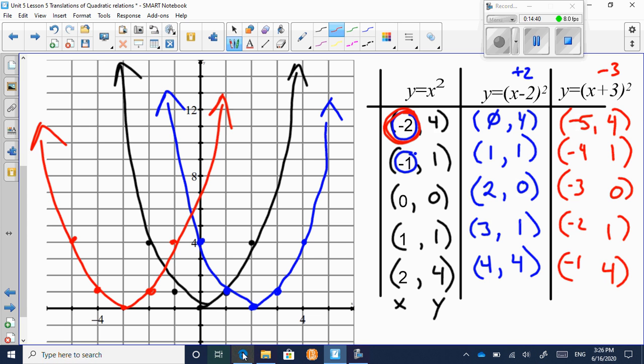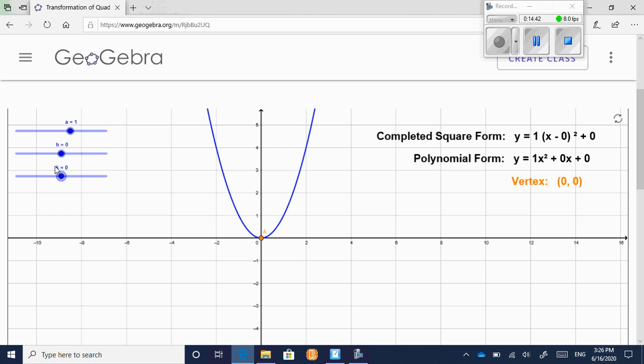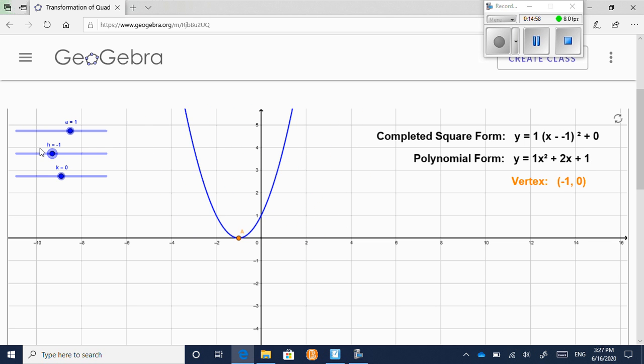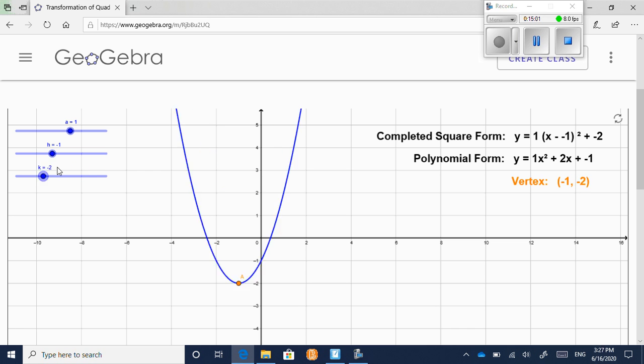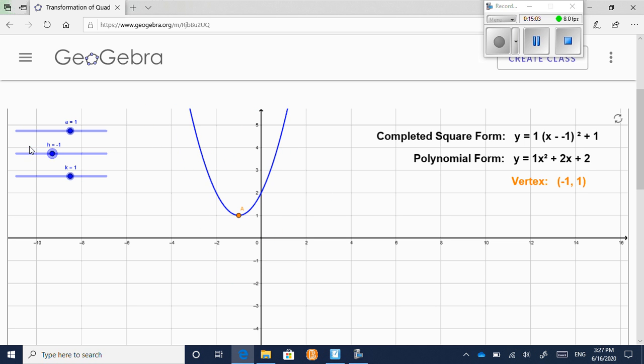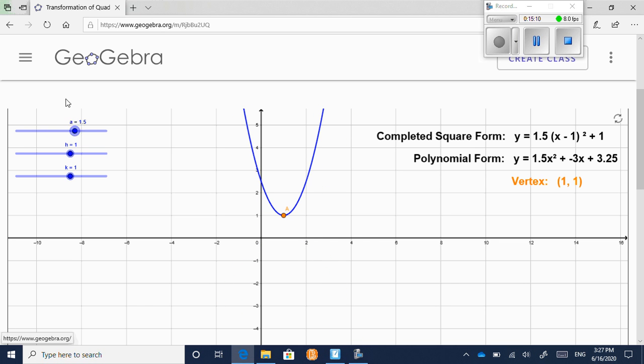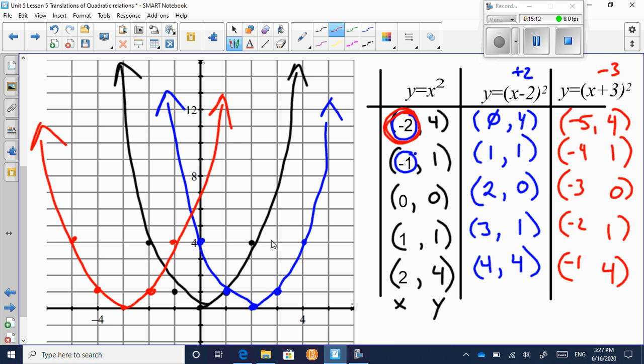All right, let's take a look at our little applet here. Oh, sorry, we did the k. We're going to do the h now. So look at this. As I go to the positive, look at this. And there we go. So it just moves it back and forth. Okay, so the K moves it up and down, the H moves it back and forth, and the A flattens it or flips it. So those are the types of things we're going to be doing to parabolas.